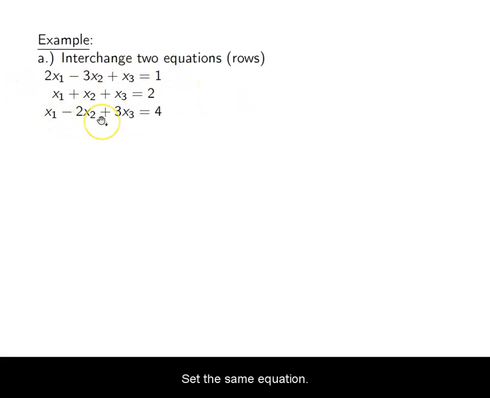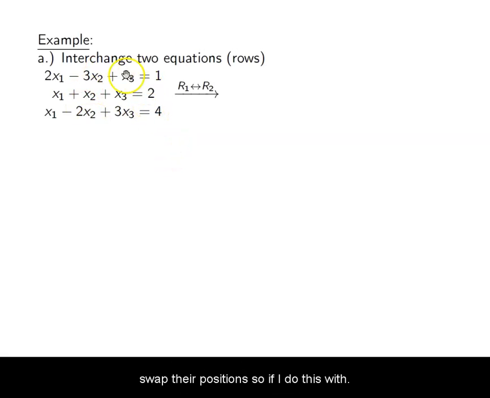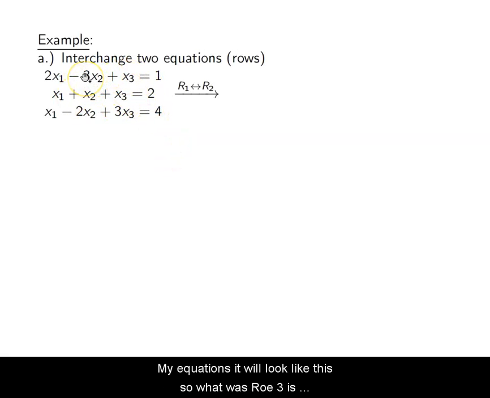So I have the same equation. This is the notation for swapping rows. It's saying I'm going to take row 1 and swap it with row 2. I'm going to take row 1, take row 2, and swap their positions. So if I do this with my equations, it will look like this.